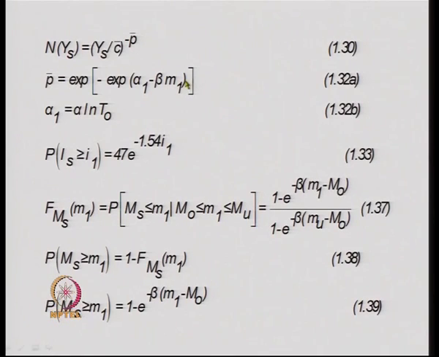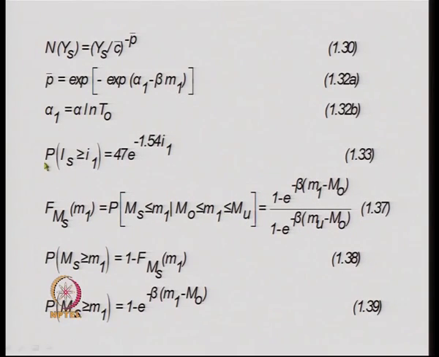The next equation shows the probability of exceedance of a maximum magnitude of earthquake. Say the maximum magnitude of earthquake is specified by m1, then the probability of exceedance of that magnitude is given again by an equation like this, where alpha 1 and beta are constants, and alpha 1 is related to the period of observation T0 and another constant alpha.